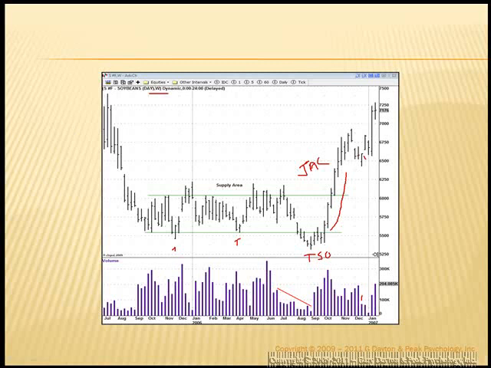Why is it not just a regular test? Why is what not just a regular test? This here, why is this not just a regular test? Because it's that key reversal type of look. That's all.